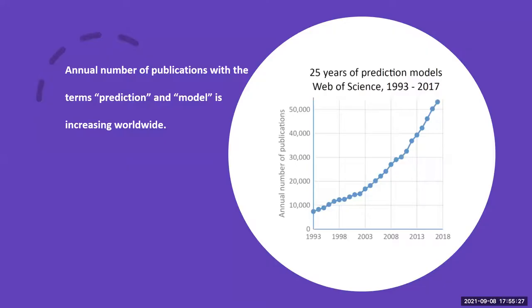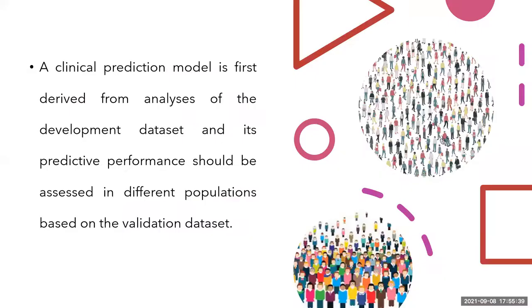As you see, this picture shows the increasing trend of using prediction models in science. A clinical prediction model is first derived from a development data set, usually named the training data set, and then its performance should be assessed, or even must be assessed, in different populations using validation data sets that are usually named test data sets.